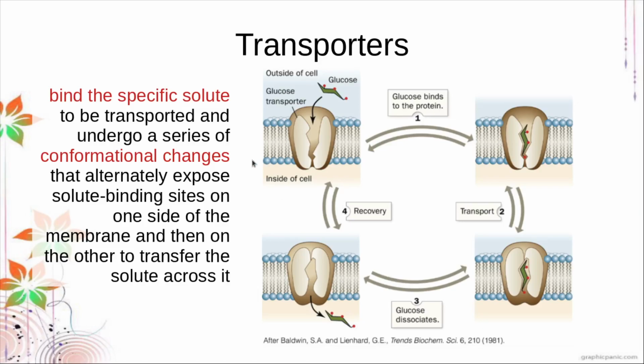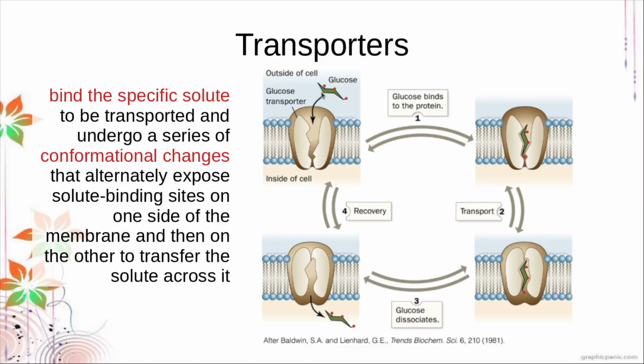Transporters, or permeases or carriers, bind the specific solute to be transported and then undergo a series of conformational changes. For example, here is a glucose transporter. Glucose, remember, is a large polar but uncharged molecule, so it can pass through but only in a small amount. Glucose is an important molecule for the cell because it is the source of energy, so the cell must be able to take in a lot of glucose. How will it be able to do that? It's through the glucose transporter.